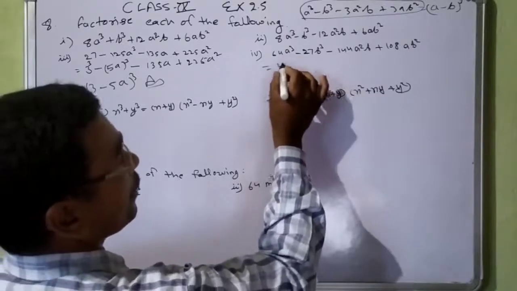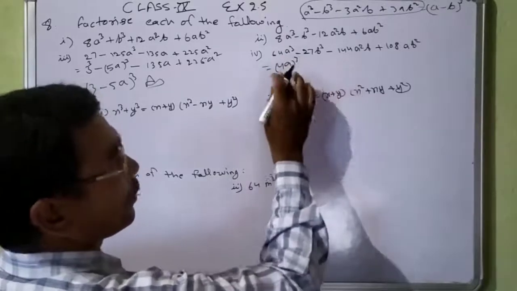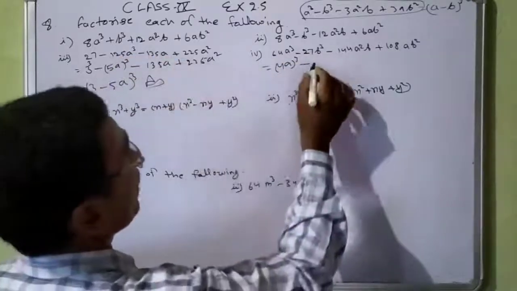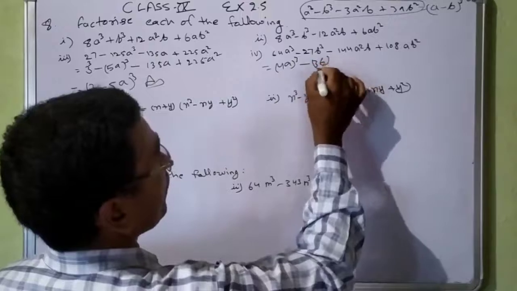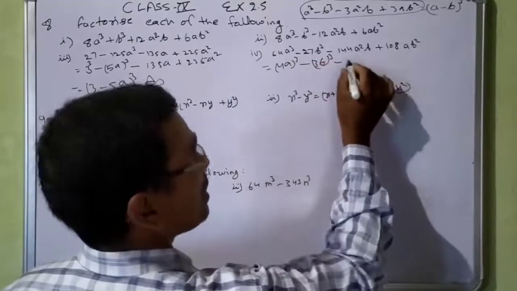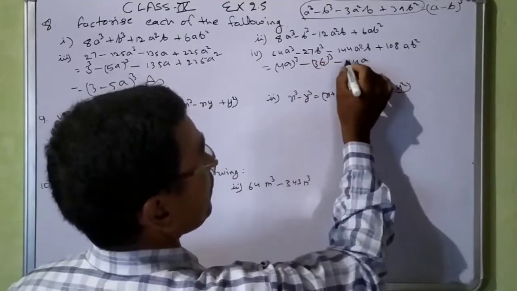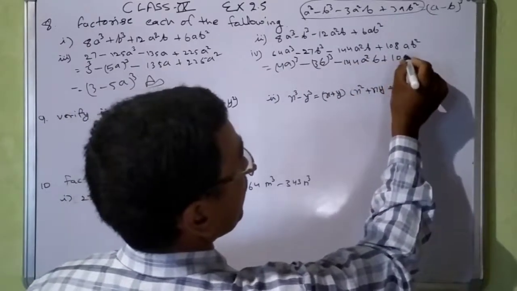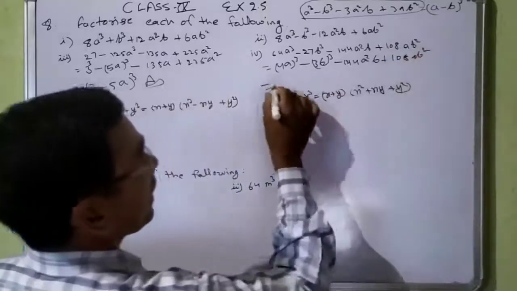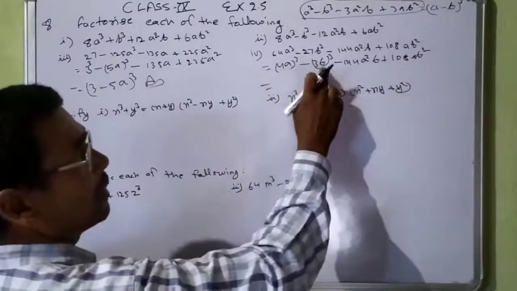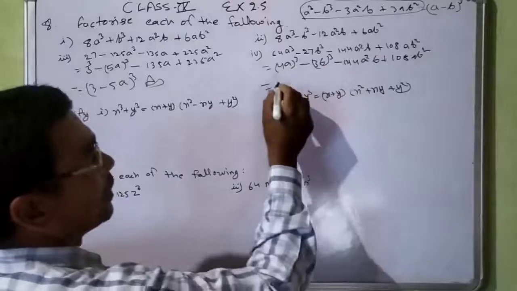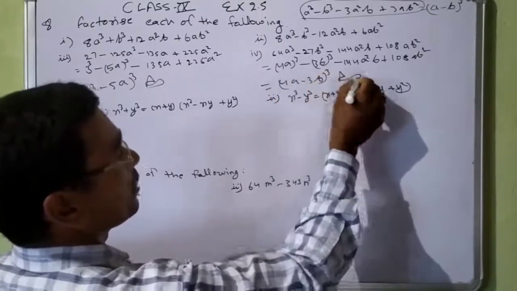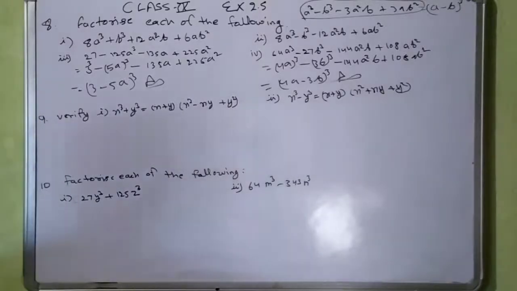64 means 4 a cube: 4 4 is 16, 16 4 is 64. And this 27 we have done already, 3 b cube. The minus signs will be same, plus 108 a b square, and then we will take the a part and b part like this. So 4a minus 3b whole cube. This is the answer. Write it.